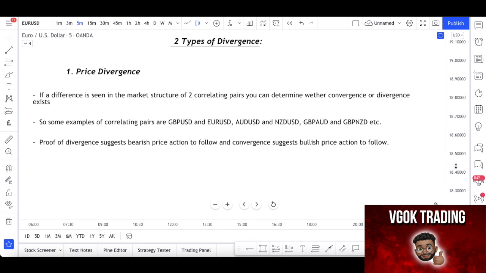So that was just a little bit on forex correlations and how you can see that for yourself. Also, if there is divergence identified in the marketplace, then this suggests bearish price action to follow. So you're going to be looking for those bearish movements, those sell scenarios. And if there's convergence, this suggests bullish price action to follow, which obviously means you're going to be looking for those buying scenarios. So that was the theory out of the way, but now let's actually look at some chart examples as well.